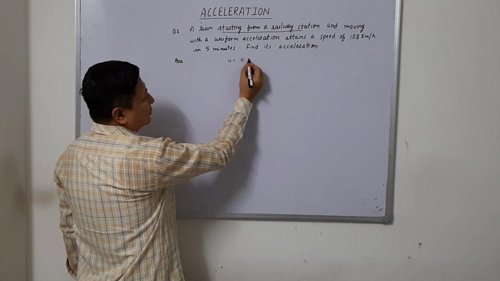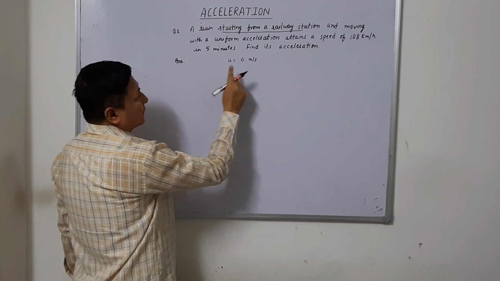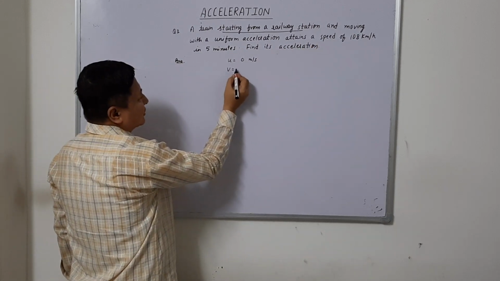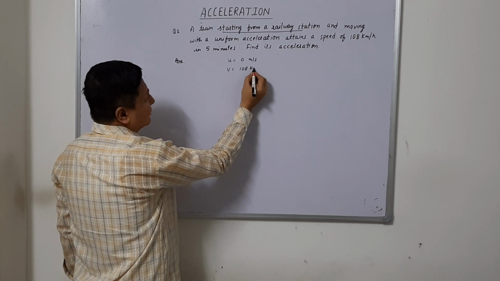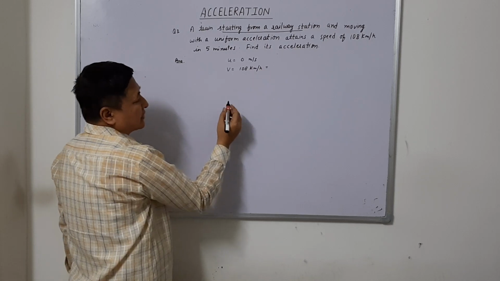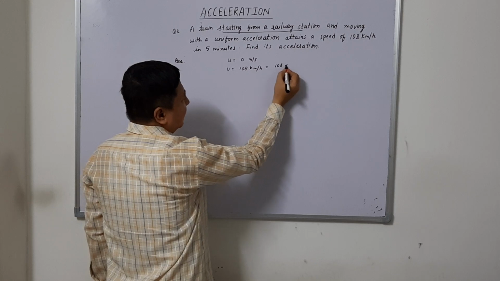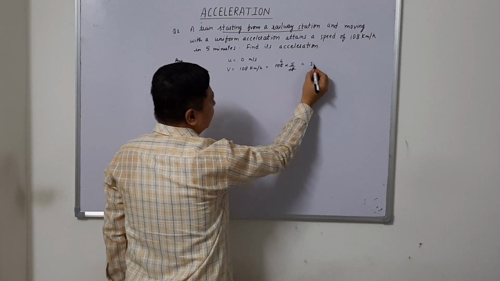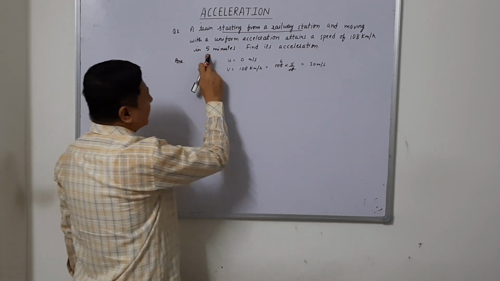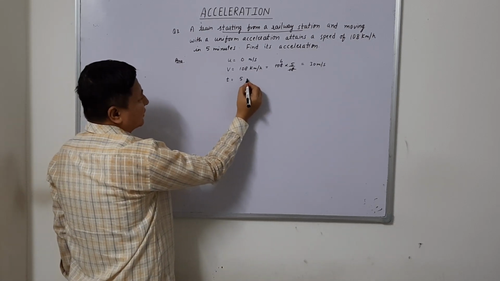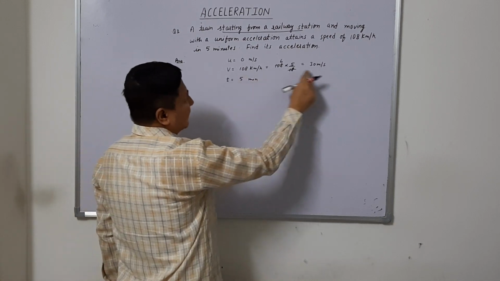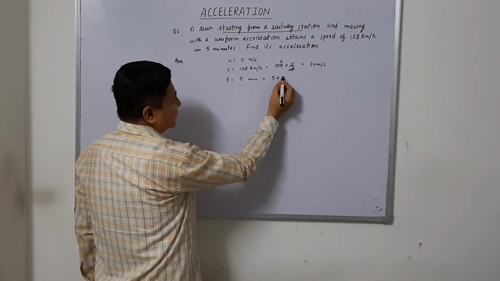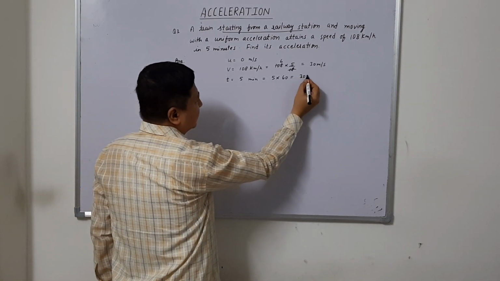So initial velocity is 0 meter per second, and moving with a uniform acceleration it attains a speed of 108 km per hour. So final velocity will become 108 km per hour. We will convert it into meter per second by multiplying it by 5 by 18. So 18 6s, so 6 into 5, 30 meter per second. Time is given as 5 minutes. It has to be converted into seconds because speed we have taken in meter per second. So 5 minutes will become 5 into 60, that is equal to 300 seconds.